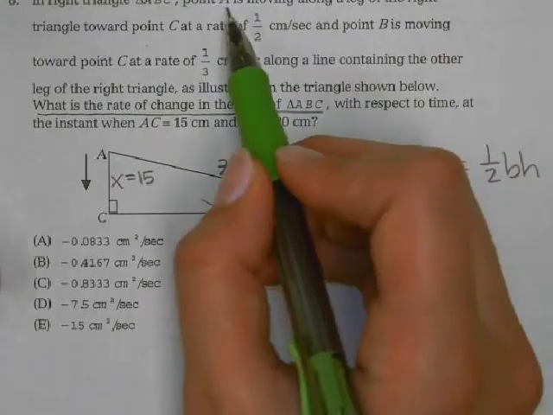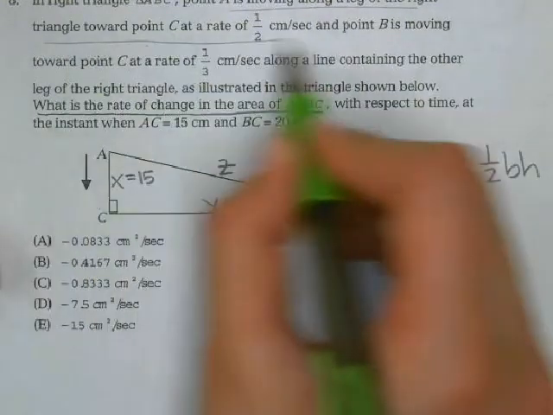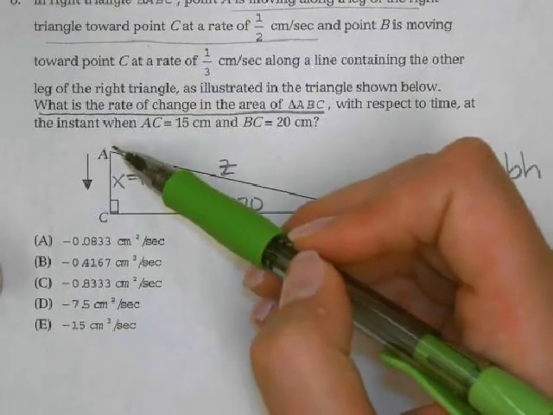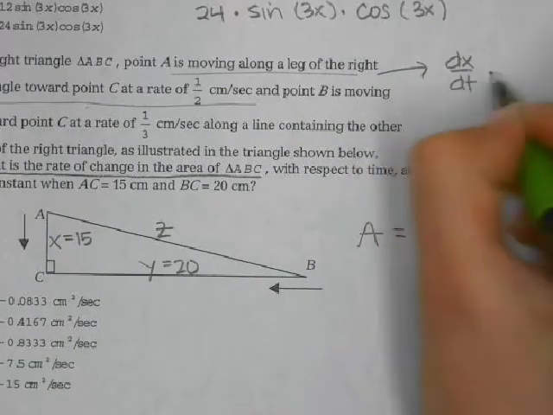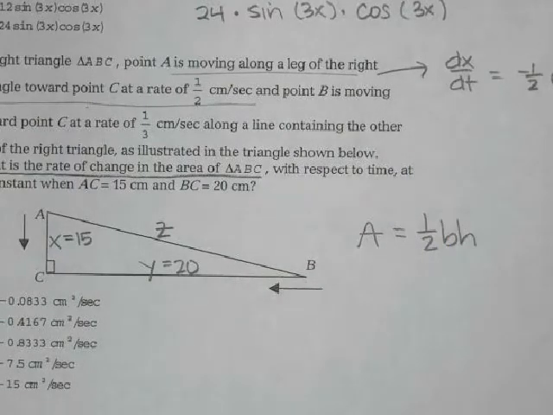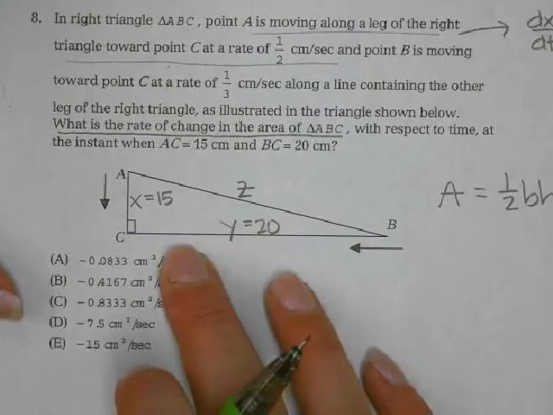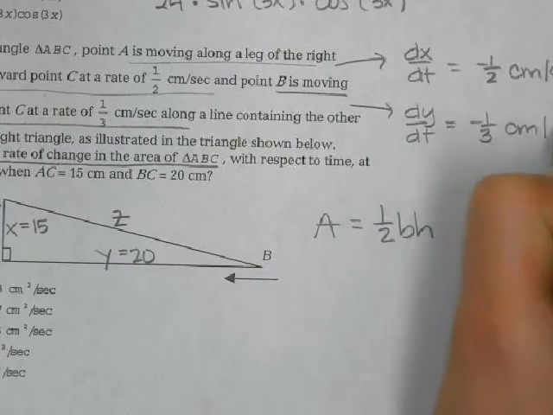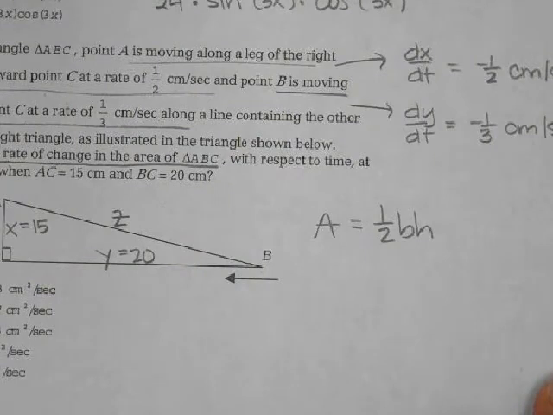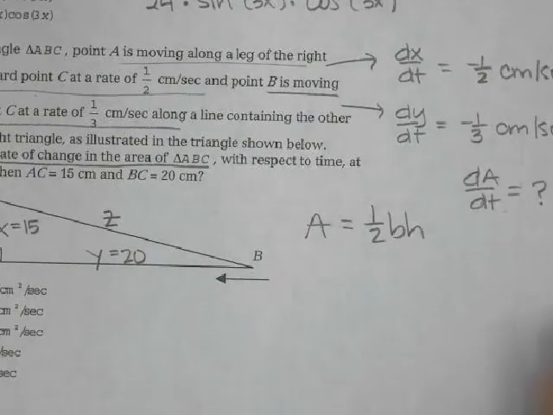And then in the problem it said point A is moving along the leg of the right triangle towards C. So for me that was my X value at a rate of 1/2 centimeters per second, and I knew that it was moving in a direction that would make that side smaller. So because of that, I wrote over here that dx/dt is -1/2 centimeters per second. And then it said that B is moving towards C at a rate of 1/3 centimeters per second. And so for me, that was my dy/dt. And they're asking us to find the area. So dA/dt is what we want to know.